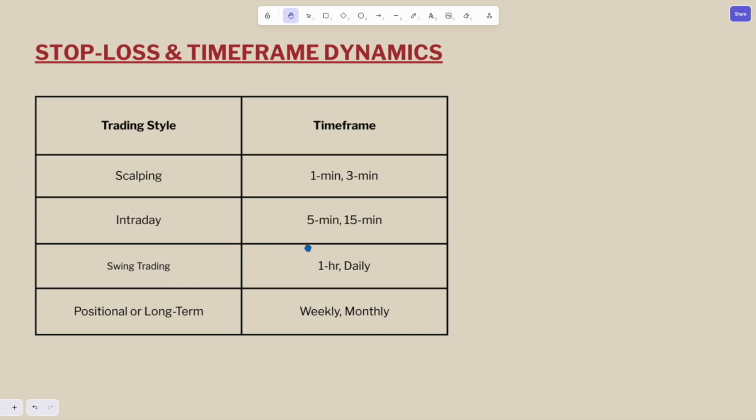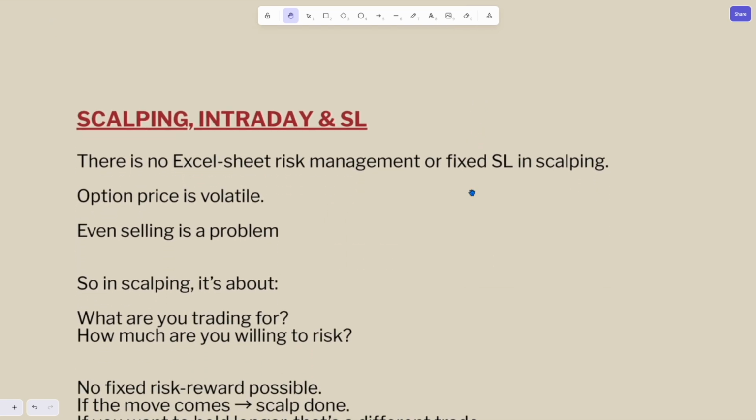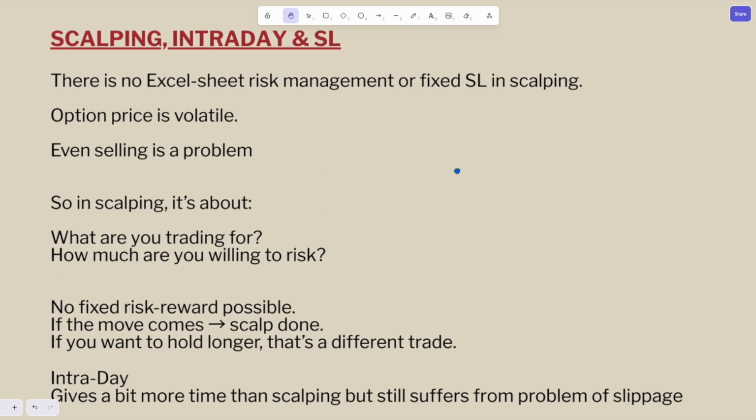Somebody who's doing swing trading will usually use time frames similar to 1 hour, daily, 45 minutes, whatever. People who are doing positional or long term will use weekly and monthly. That's how usually people do it. So, all right, we'll stick to it and we'll see how these dynamics affect the concept of stop loss, especially in scalping and intraday.